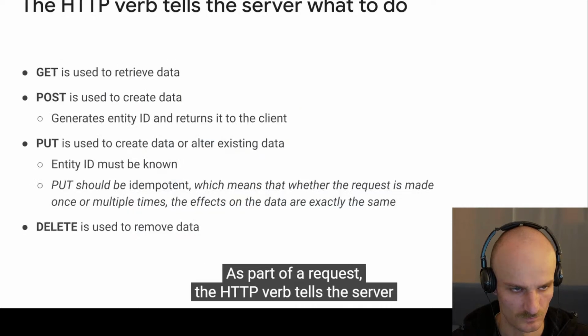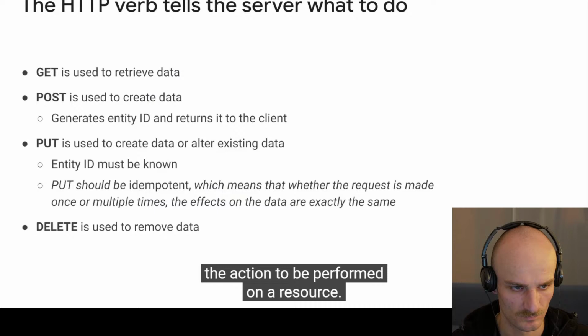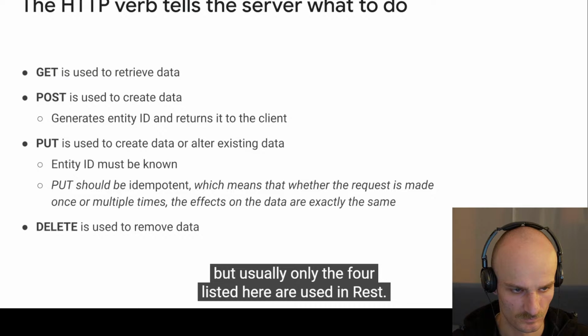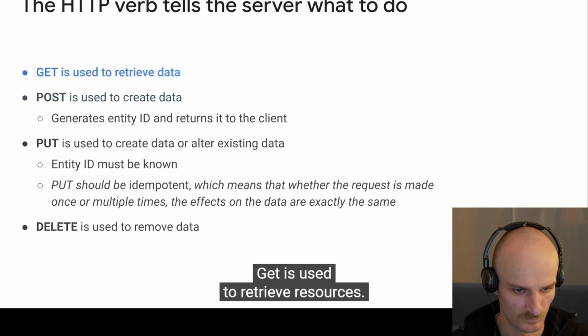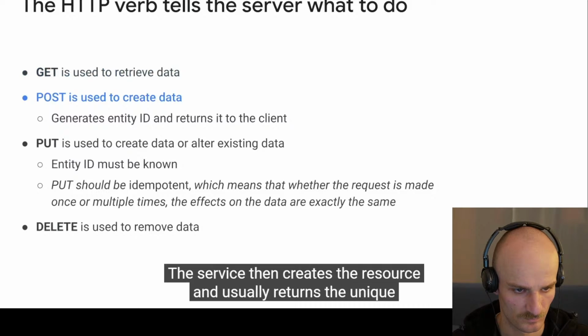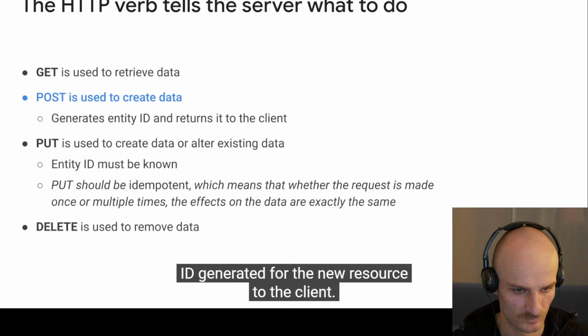As part of a request, the HTTP verb tells the server the action to be performed on a resource. HTTP as a protocol provides 9 verbs, but usually only the 4 listed here are used in REST. GET is used to retrieve resources. POST is used to request the creation of a new resource. The service then creates the resource and usually returns the unique ID generated for the new resource to the client.